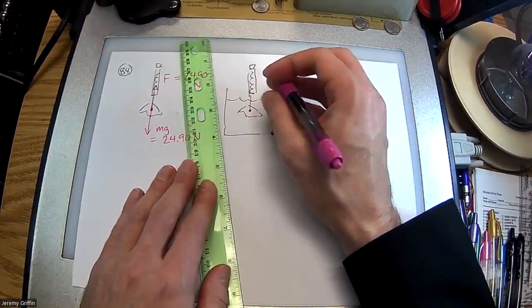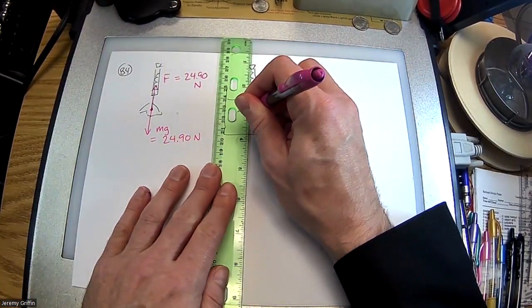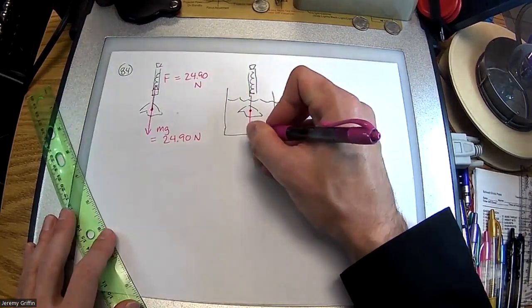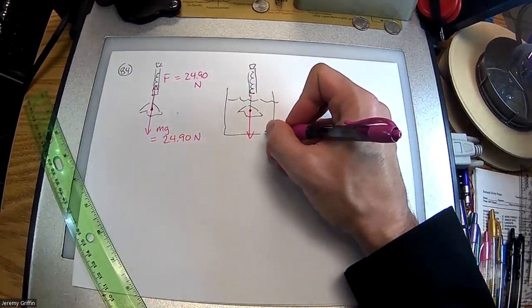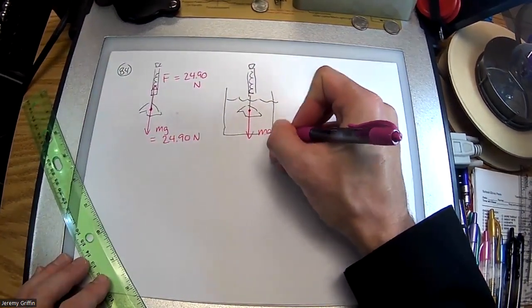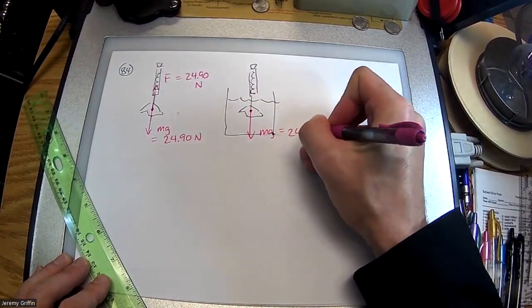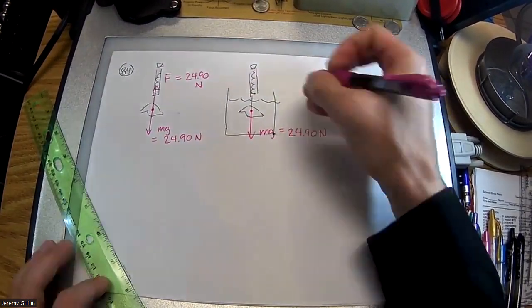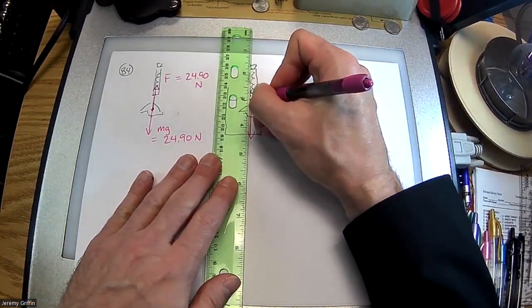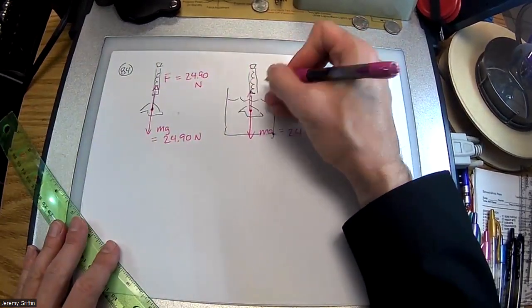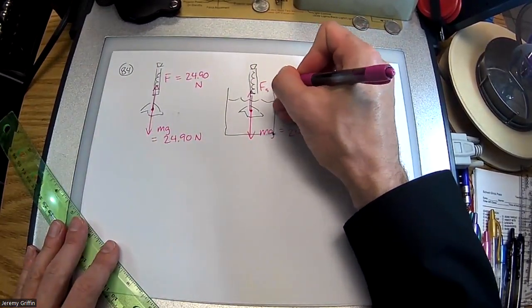Guys, when you submerge it in water, does the gravitational force acting on it still stay the same? It's still the same, right? The earth pulling down on it is still going to be 24.90 newtons. But the spring scale doesn't show that. The spring scale shows a slightly smaller value.